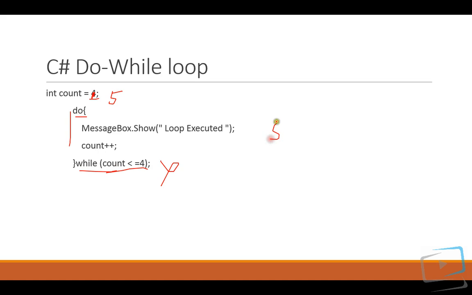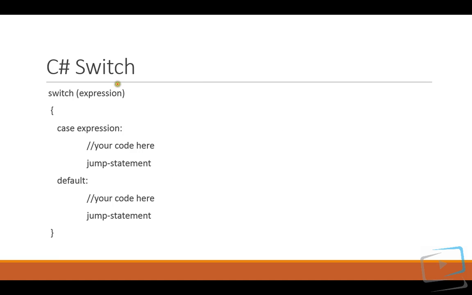Suppose you have a while loop, the output will not be printed if you have a count as 5. So this is a difference between a do while and while loop. It means that now we'll be going into the other statement called switch. Okay, this is a switch statement.